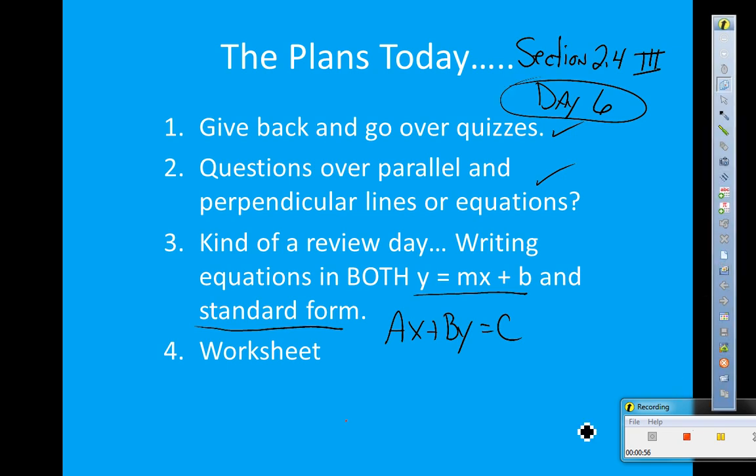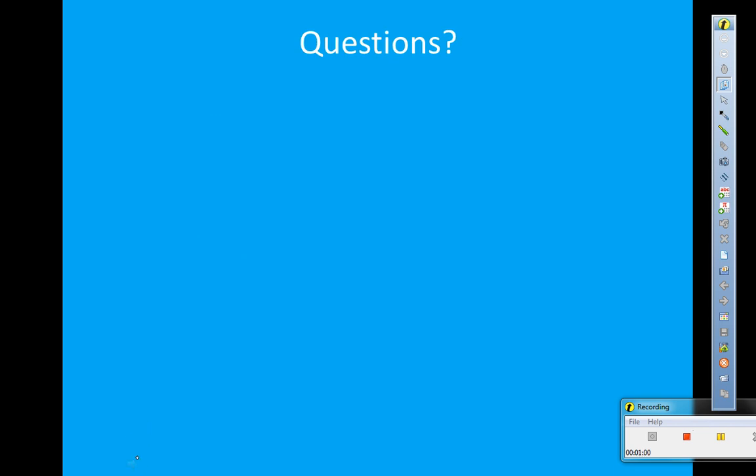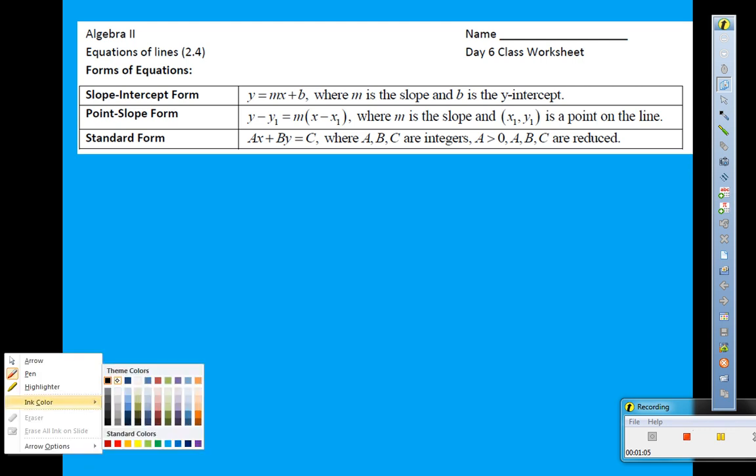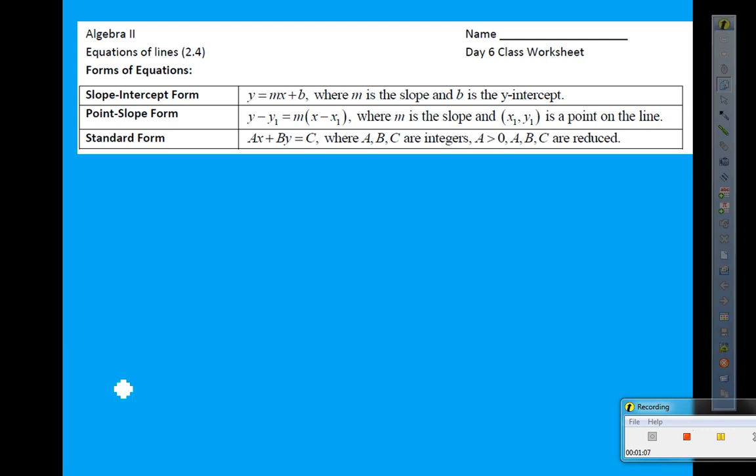So let me jump right to this. Of course, I had a slide to answer any questions, but you should have that sheet right there. And then here's where I'm going to start. Remember, guys, slope-intercept form means that we could graph it because we know the slope and the y-intercept. So when we get all done, to put it in slope-intercept form, it's got to be solved for y. Y equal mx plus b.